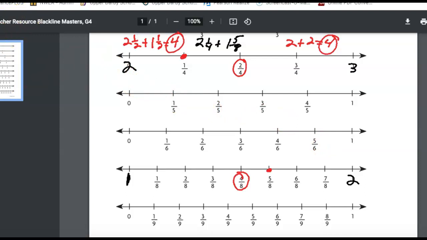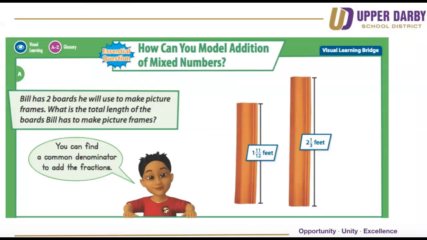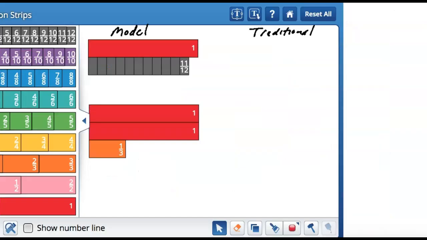Those are the two ways that we can estimate with mixed numbers. That's it. The next two lessons involve modeling addition of mixed numbers and doing what we would consider the traditional way of using equivalent fractions and common denominators to add mixed numbers. So I'm going to show you both ways. Okay, so we're going to use the first example that we have in the book.